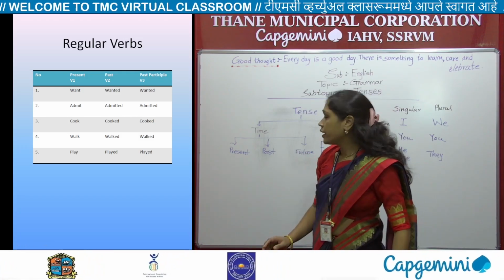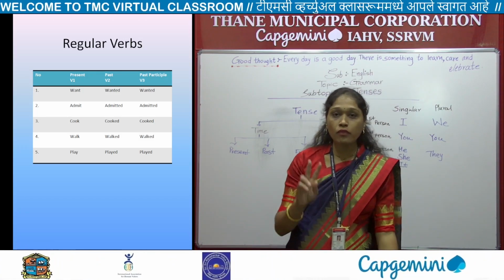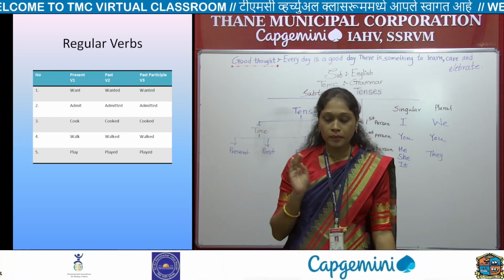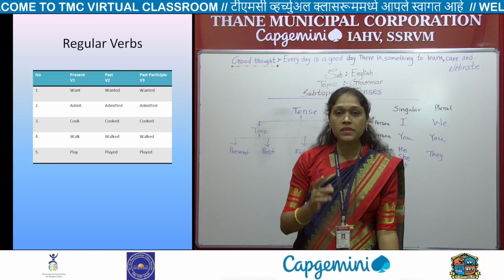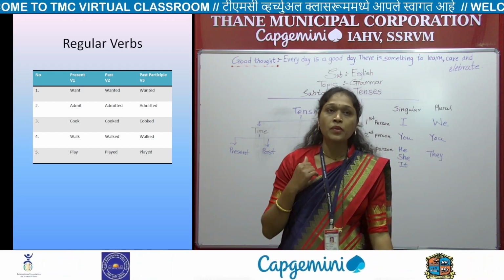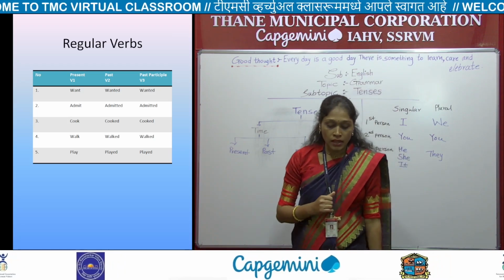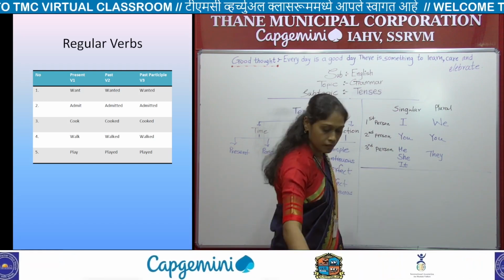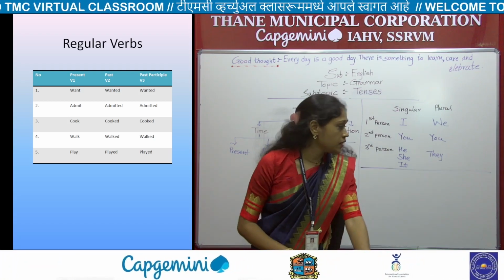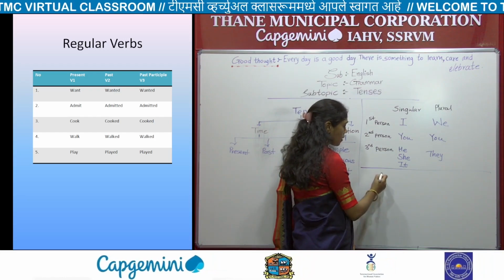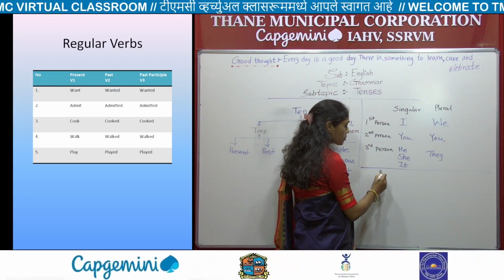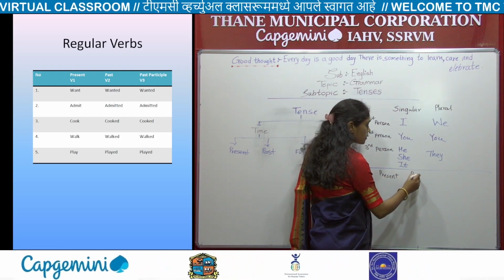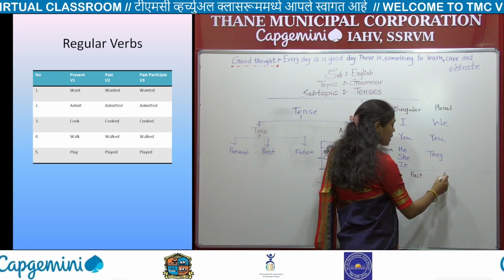We see there are two main types of verbs, main verb and helping verb. Main verb has two subtypes, regular verb, irregular verb. What is the regular verb? There are three forms of verbs. See, first form is present, then past, and third one is past participle.